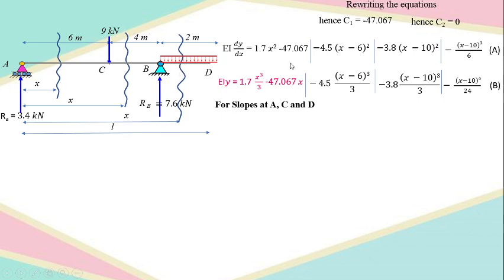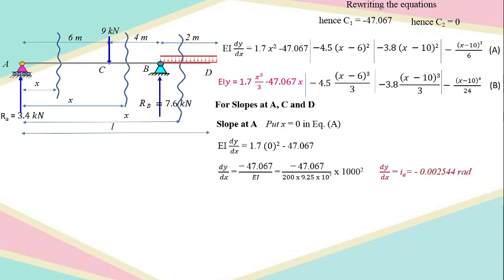Means we have to take every time the equation number A, and there we have to substitute the value of x is equal to 0, x is equal to 6 and x is equal to 12, so as to find out the slope at A, C and D. So let us perform that particular calculation. Slope at A means what? At x is equal to 0. Put it in equation number A. Simplify it. We'll be getting a slope at that particular point A.